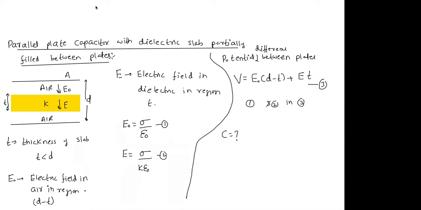Sir, is it A by sigma 0? This is AD by sigma 0, okay? Epsilon naught 0. Yes, sir. No. No.